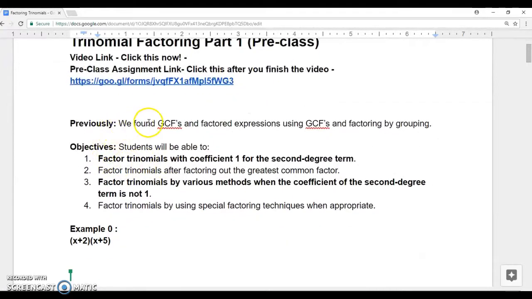So last time in class we were finding greatest common factors. We factored expressions by factoring out greatest common factors, and then we did factoring by grouping to end up class last time. We have 4 objectives for trinomial factoring. In this video we're going to look at factoring trinomials with coefficient 1 for the second degree term, and then in class tomorrow we're going to look at when that coefficient of the second degree term is not 1.